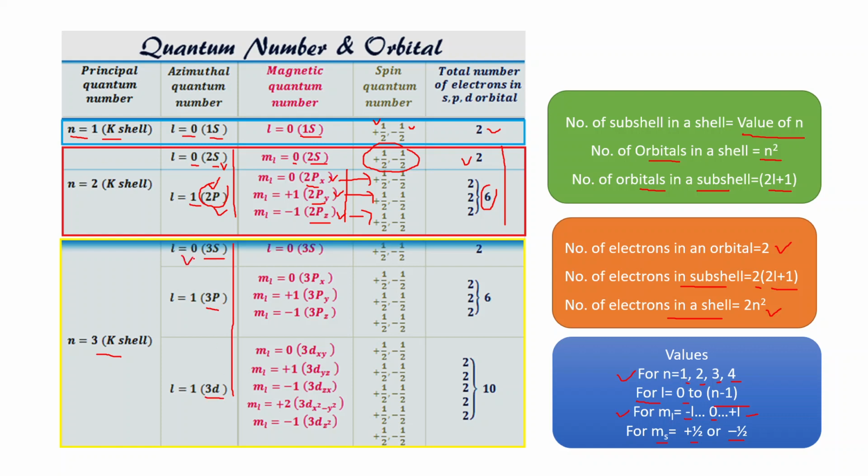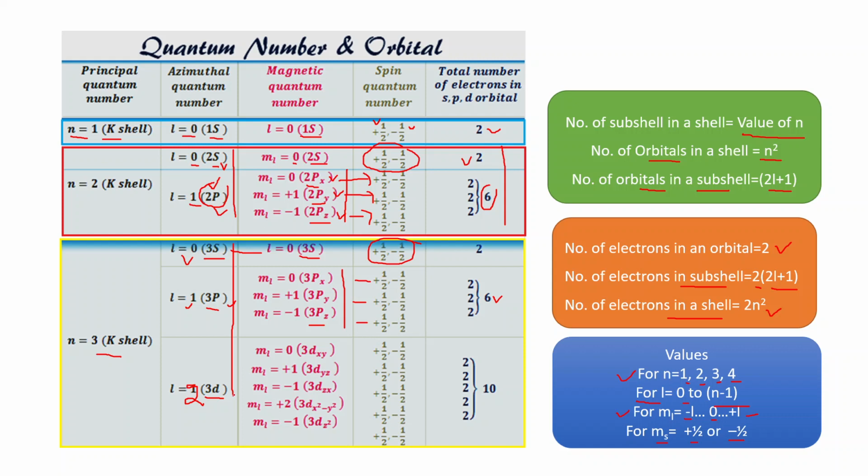In the same way, in the third shell, 3 subshells are there, 3s, 3p and 3d. Their values of l, the azimuthal quantum number, are 0, 1 and, actually this is wrong, 2. In the 3s subshell, one orbital is there, the 3s orbital, with 2 electrons. The 3p subshell again has 3 orbitals, 3px, 3py, 3pz, and each orbital has 2 electrons with 2 opposite spins, plus half and minus half. In this way the 3p subshell has 6 electrons.